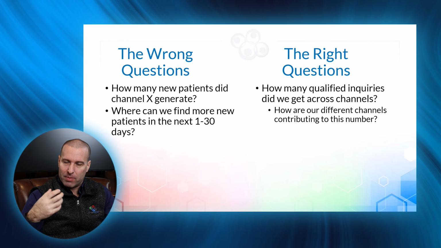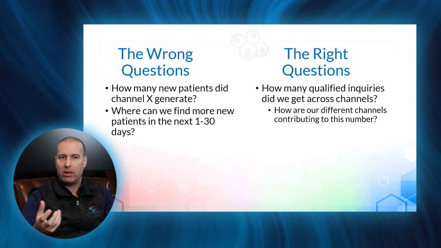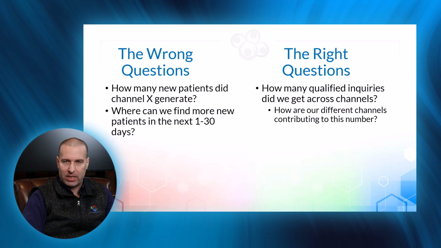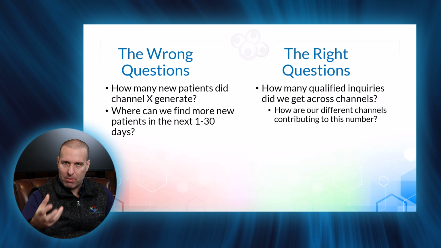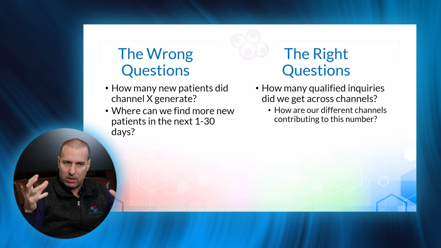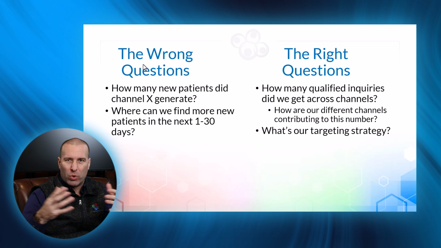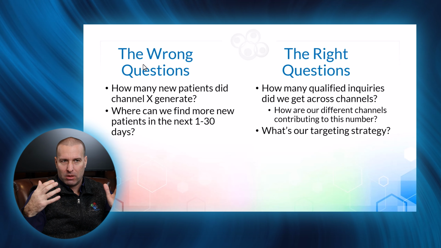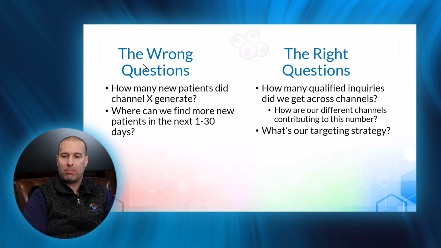Now, my CMO or my marketing team should be able to answer that, at least from a directionality standpoint. So no, I can't get calls off of Facebook or calls off of a billboard and track that very clearly, but I should be able to tell you how strategically those channels are contributing to the numbers that matter to us. What's our targeting strategy? Who are we trying to reach and why? How much are we paying to reach those people?